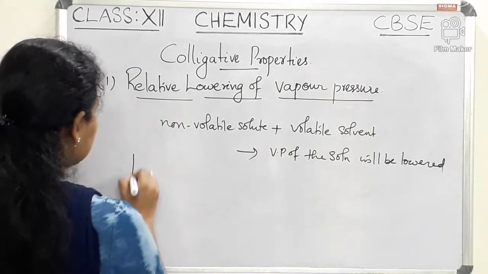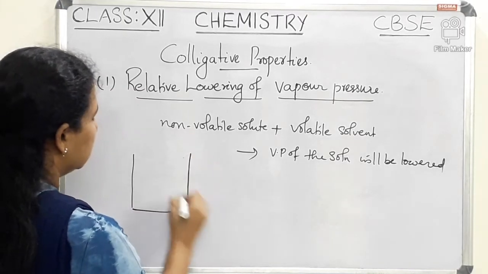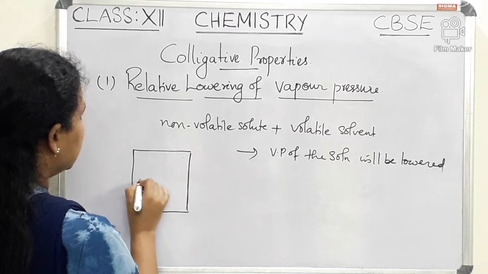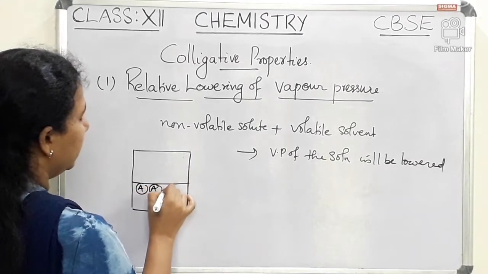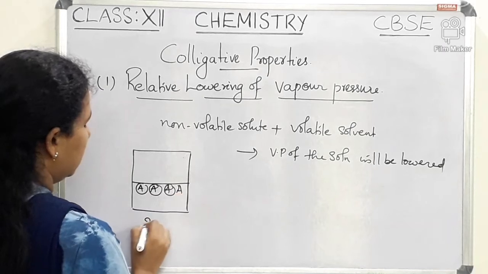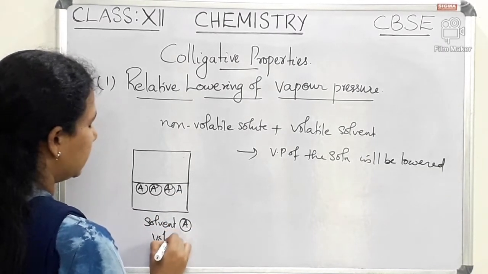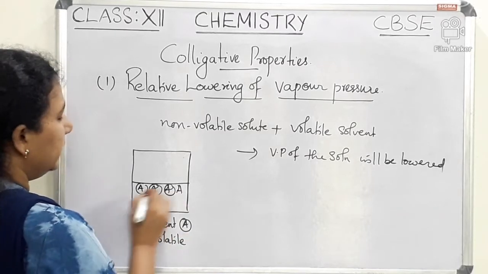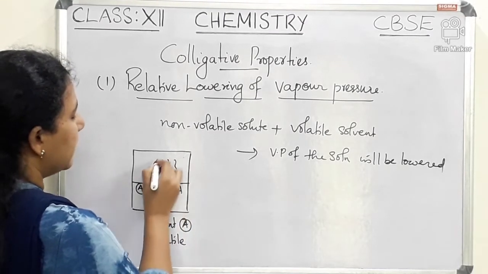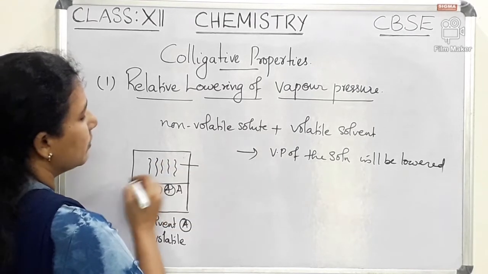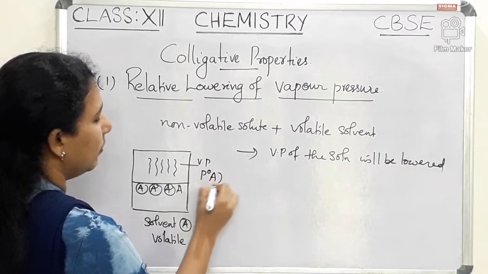So we can see a closed container. If this is a closed container where pure solvent A is taken, which is volatile in nature, we know that the surface molecules will escape as vapors and evaporate and cause a vapor pressure, and that vapor pressure is known as P0A.